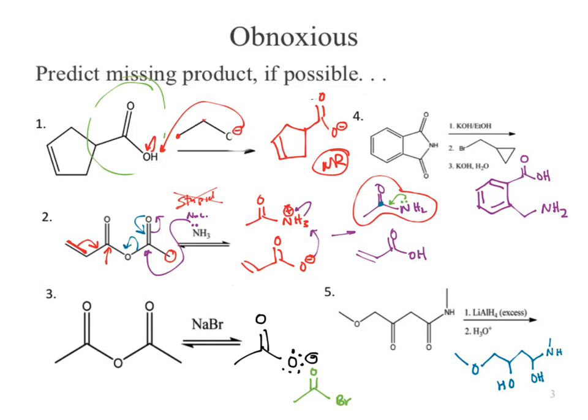Okay. So finally, number 3, we got Br minus. Oh, and this time the carbonyls were symmetric, so we don't have to even argue. We're saying Br minus comes in, attacks, breaks the pi bond, reforms, kicks out our leaving group, and we'd have the product shown.